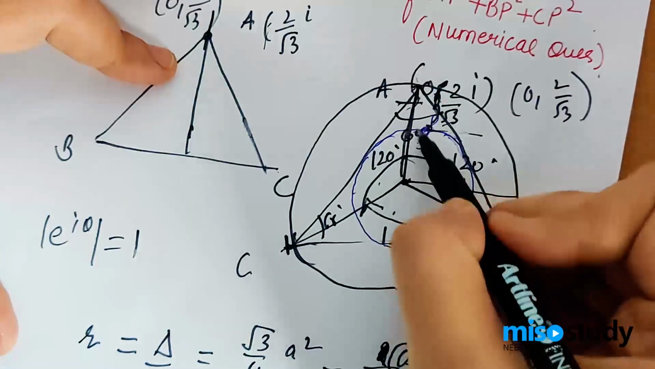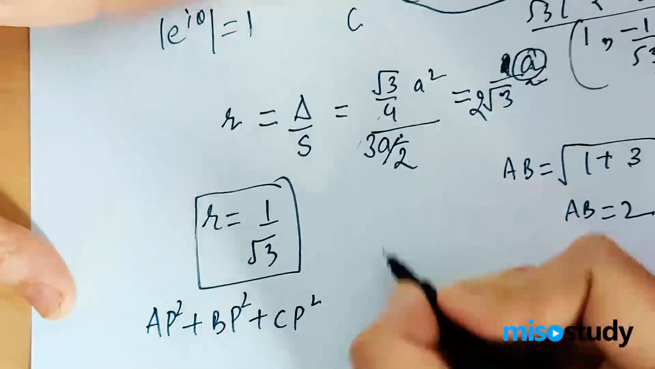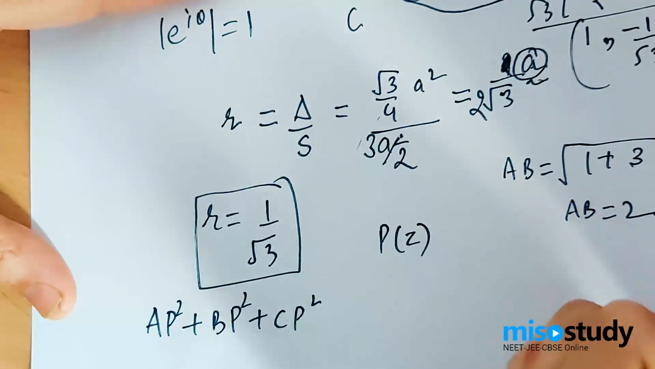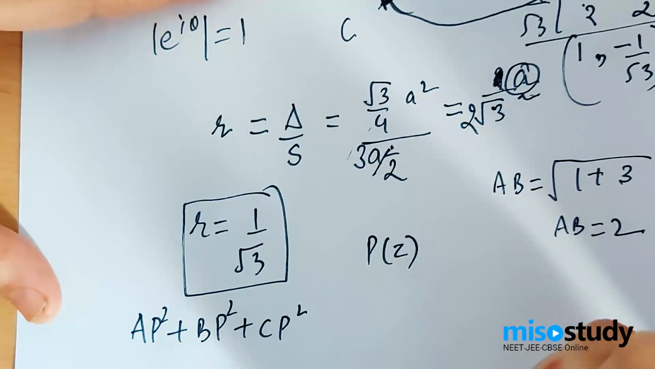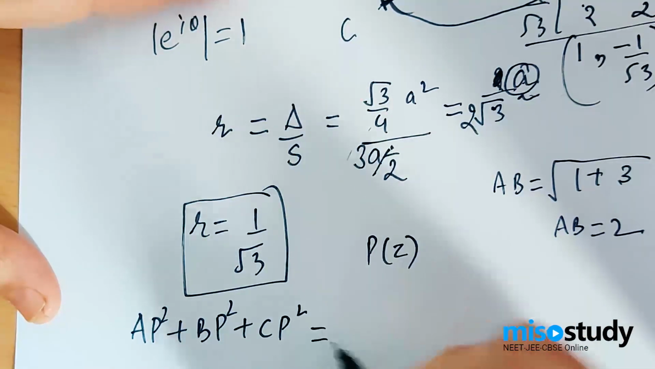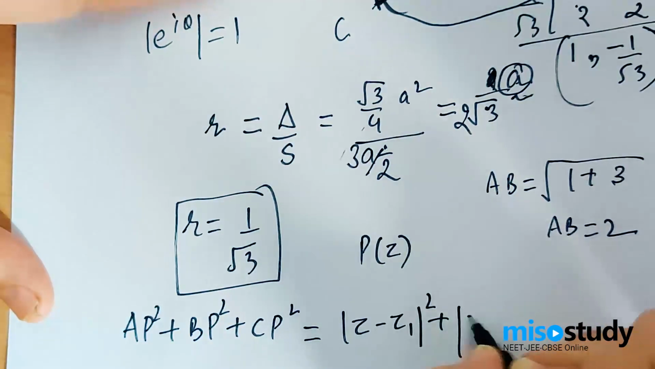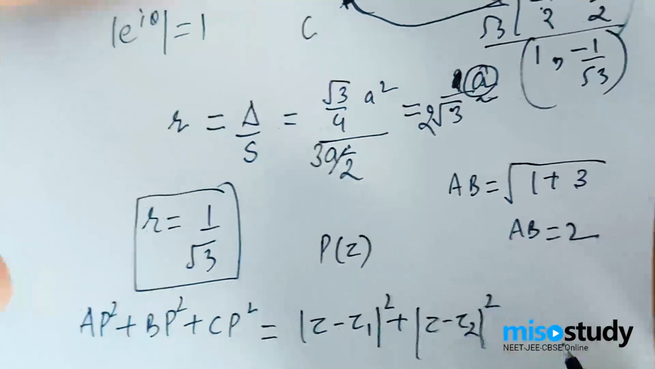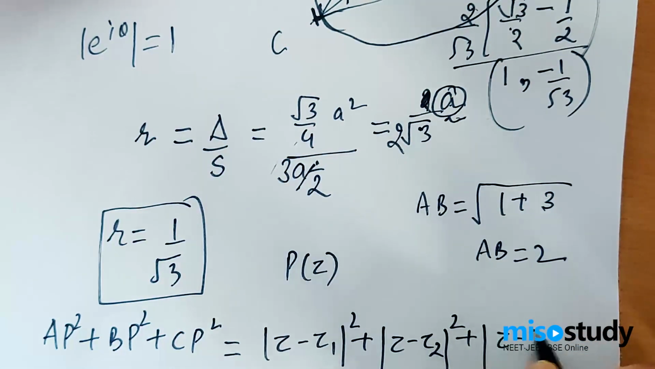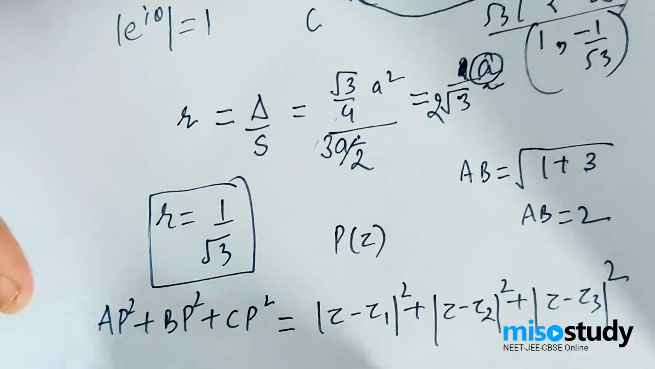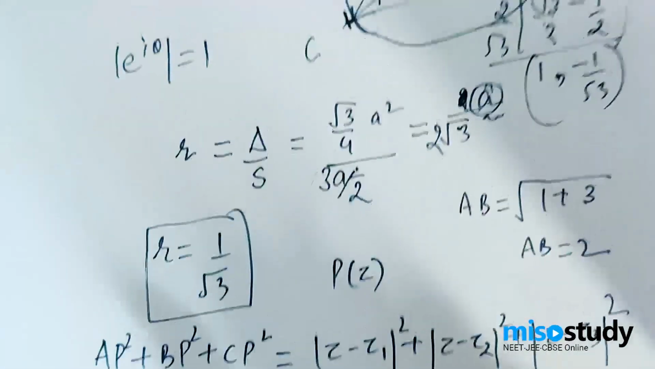Now let us assume, since P is any point on the in circle, that P is Z, and A, B and C are Z1, Z2, Z3. So AP square would be mod Z minus Z1 whole square, BP square would be mod Z minus Z2 whole square, and CP square would be mod Z minus Z3 whole square. Why am I applying mod? Because it is distance.